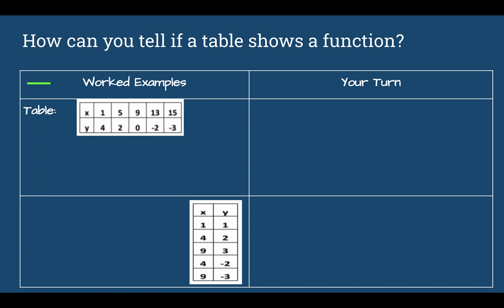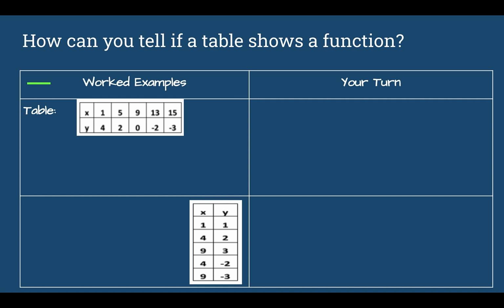If we look at the bottom table, again, I need to check if the x only goes to one y. So here, x only goes to 1. That's fine. The next one down, I have 4, and it goes to 2. That's fine so far. And then I see 9 goes to 3, but then I have 4 again. So if I pushed that 4 button, the first time I got a 2. If I push the 4 button again, this time I got -2. Are those the same thing? No. So by pushing that 4 button, my 4 input gave me 2 different things as an output. This is not a function.